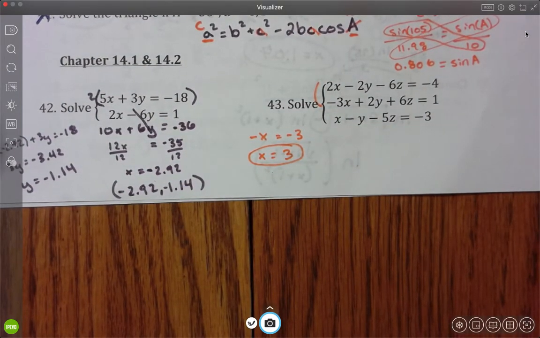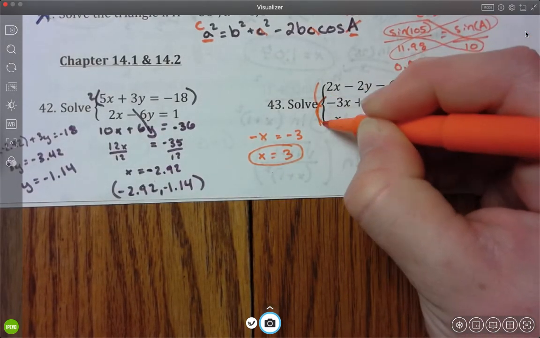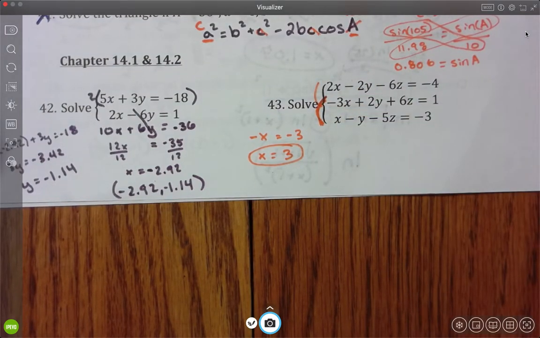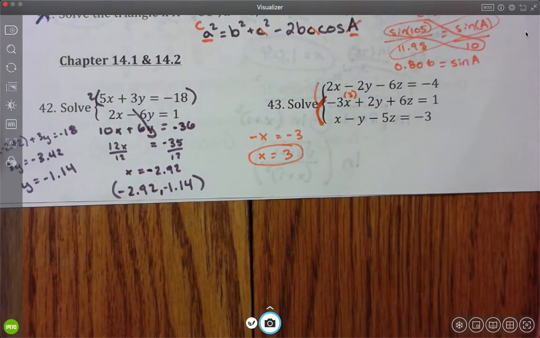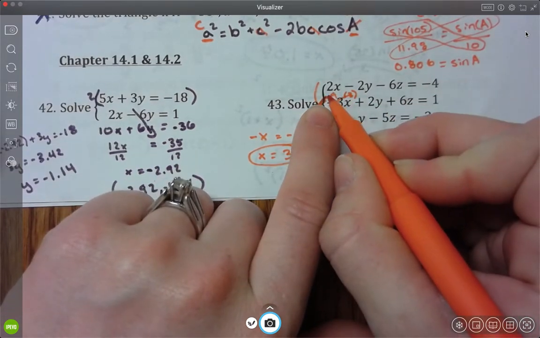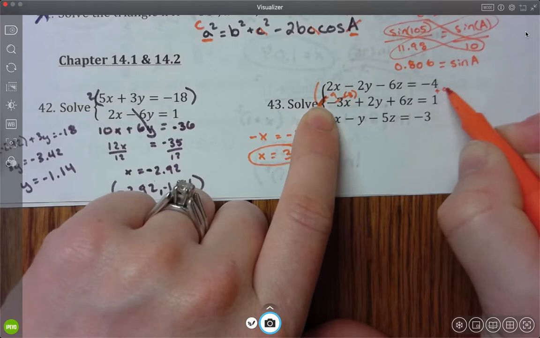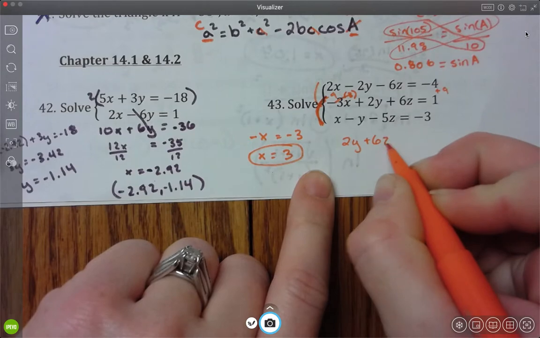Perfect. Okay, so now what do we do from there? Usually we don't have two variables that cancel. But that was kind of nice. So let's do this. Let's go ahead and take like the second and third equation now, and let's plug that x in for each one of those, and we'll get an answer here. So if I plug 3 into this top equation, I'll have negative 3 times 3, which is negative 9. And then I'm going to add the 9 over here to the other side. So I will have 2y plus 6z equals 10. That's what I'll have on that side.